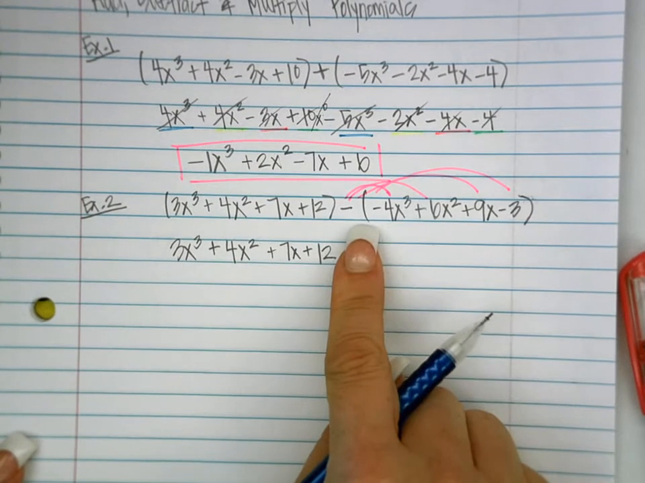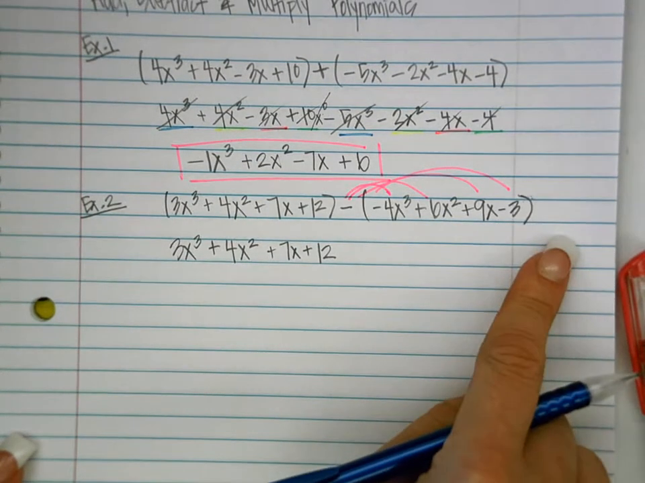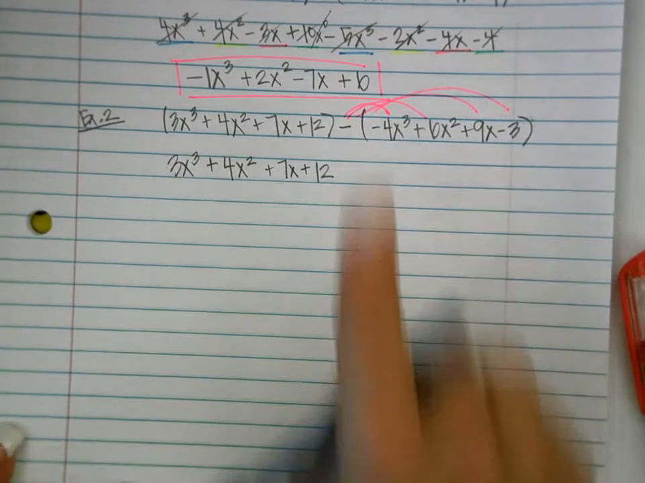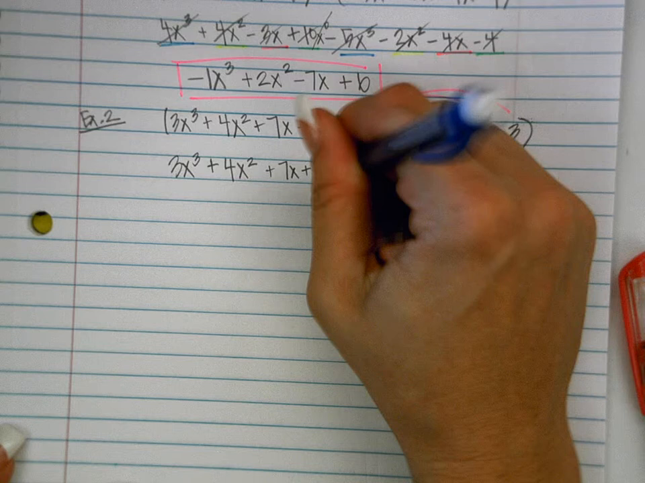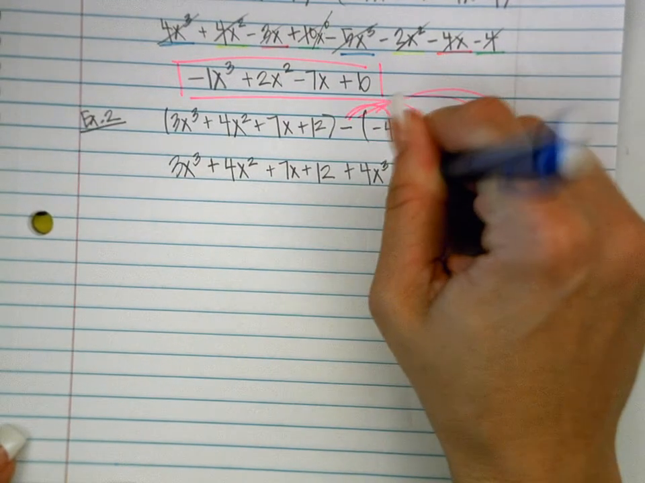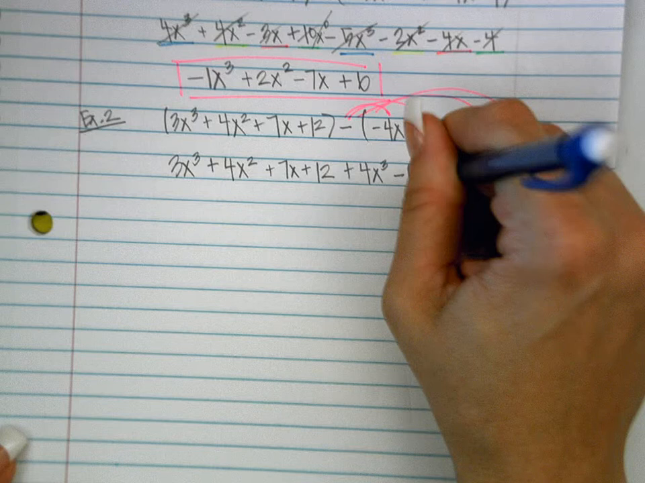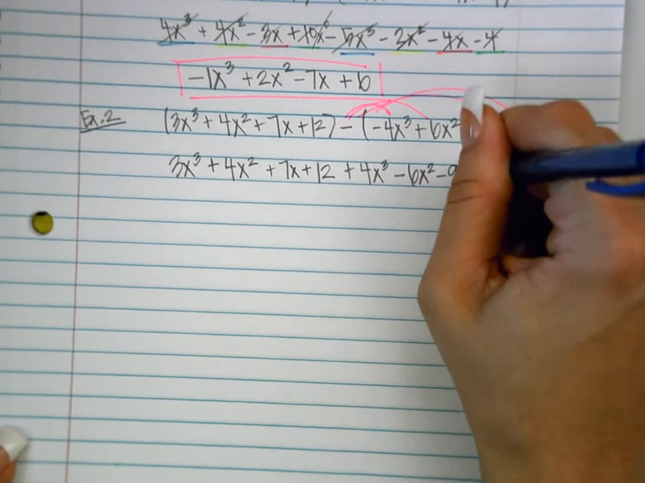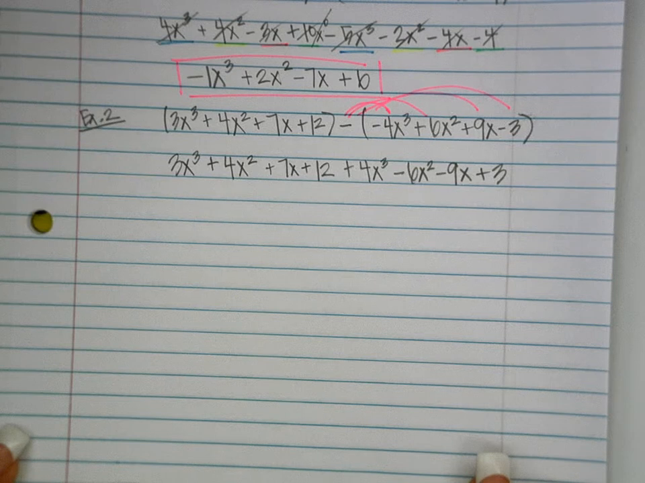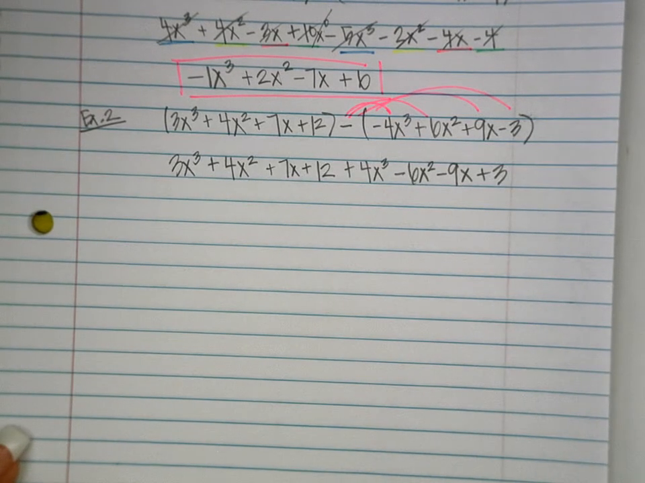Make sure you distribute all the way through, and I know that seems really basic, but a lot of people forget to distribute all the way through, and it'll get you the wrong answer. Negative, negative gives you plus 4x cubed minus 6x squared minus 9x and plus 3. Then we're right back to something like problem number 1. You just need to combine like terms.